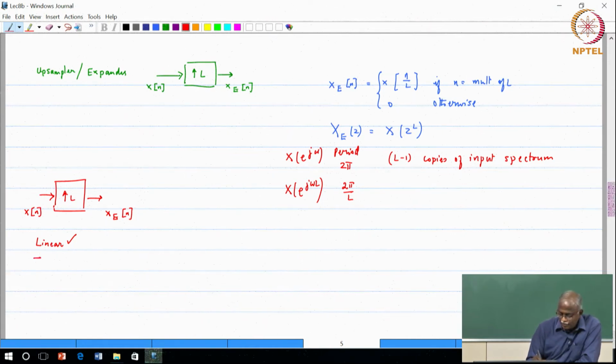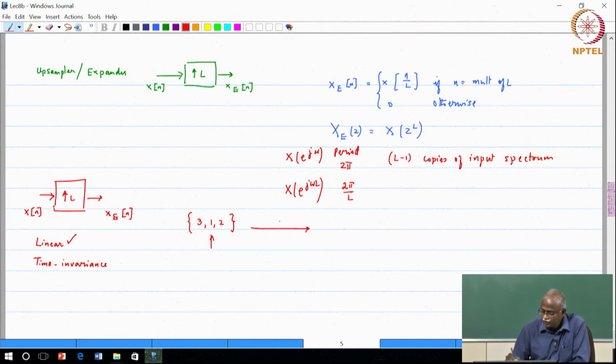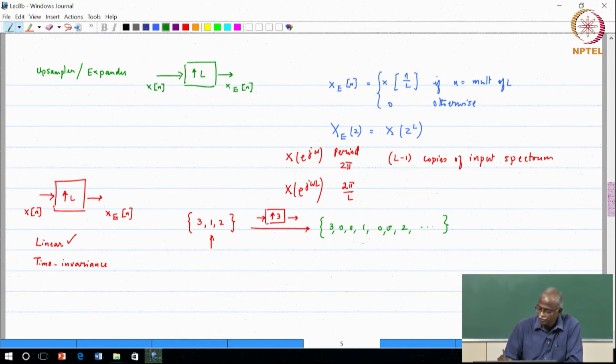Okay. Now the time invariance property is probably easy to see, but we also need to be careful to show it in a more systematic fashion. So if I have a sequence 3 1 2 with this being my origin, and I pass it through an upsampler by a factor of 3, the new sequence becomes 3, 0, 0, 1, 0, 0, 2, dot dot dot. My origin remains the same, but I have inserted the zeros. So this is x e of n. Am I right? I have inserted 2 zeros between every set of samples that I have at the input.